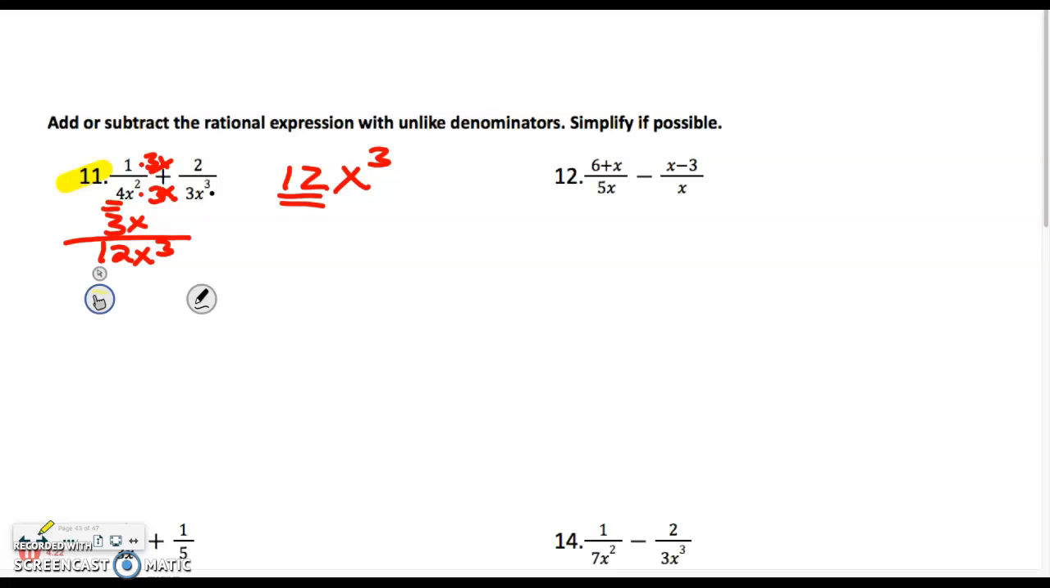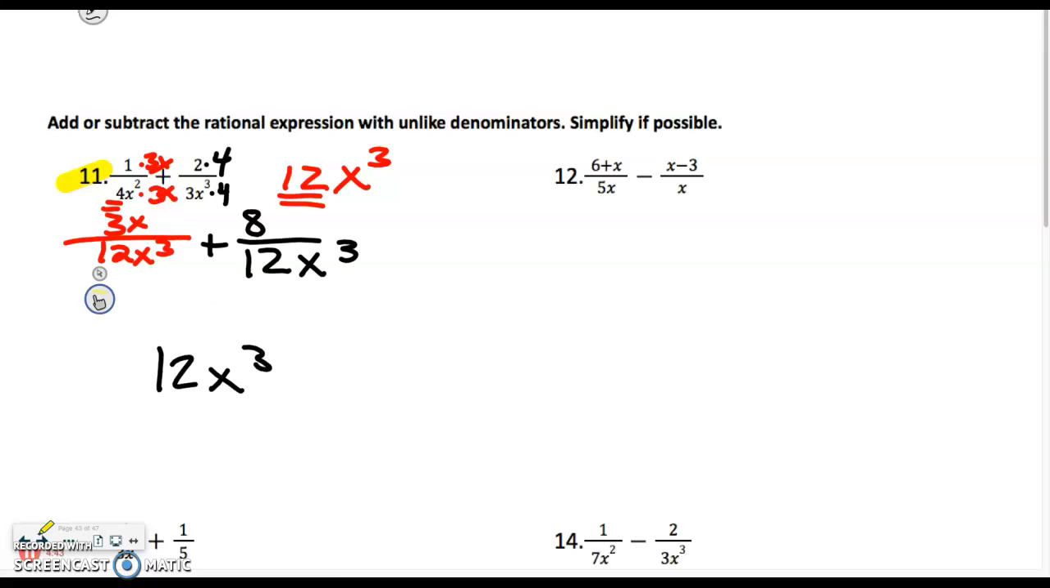Right, Sky? So what do I need to give it? 4. It already has 3 x's, so I'm not going to give it any more x's. But whatever I give the bottom to create that 12x cubed, I have to give to the top. Now it's like the front page. You keep the bottom, because you now have your common denominator.